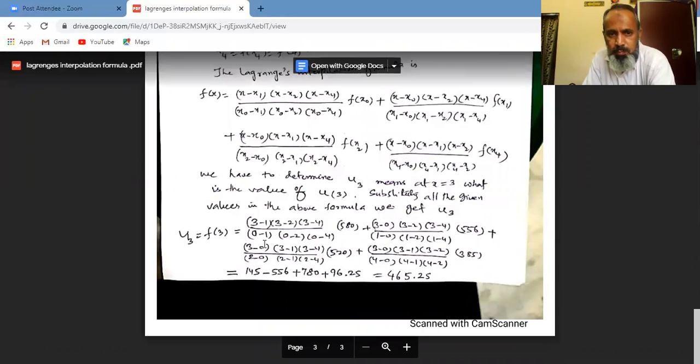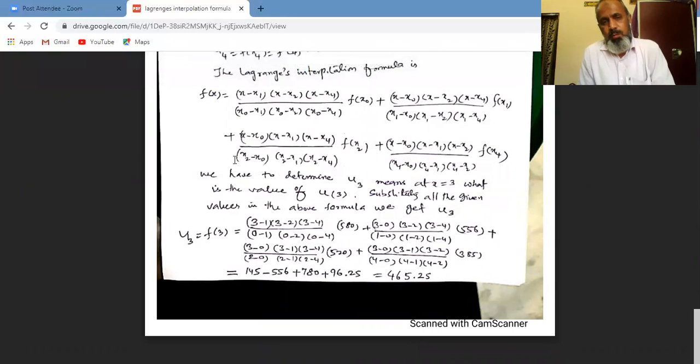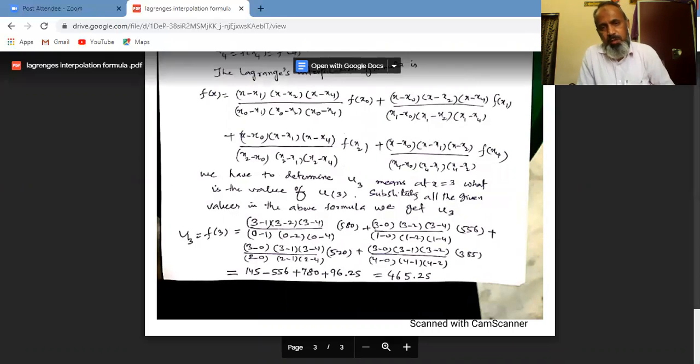And so I think you have understood this method, how to find the value of the function at a given point in between the data points by using Lagrange's interpolating polynomial.